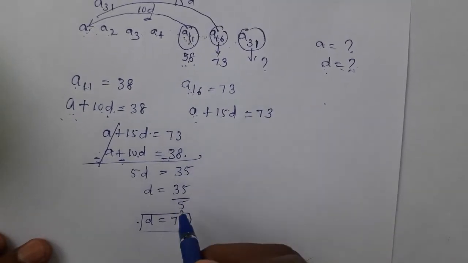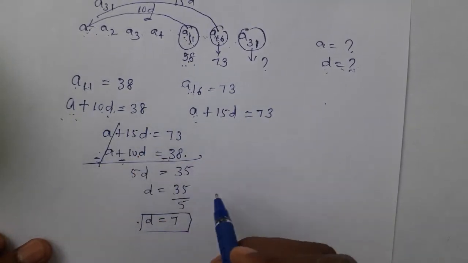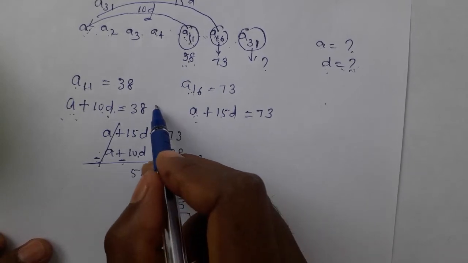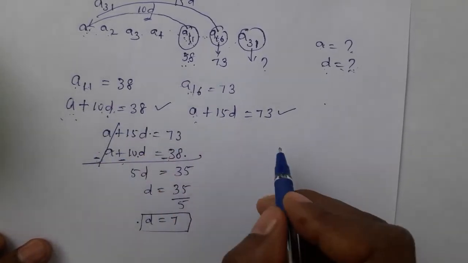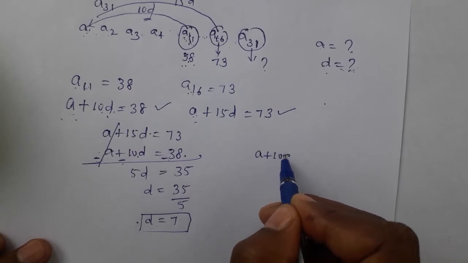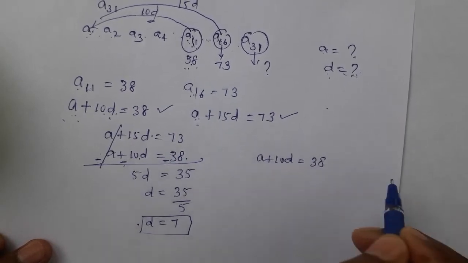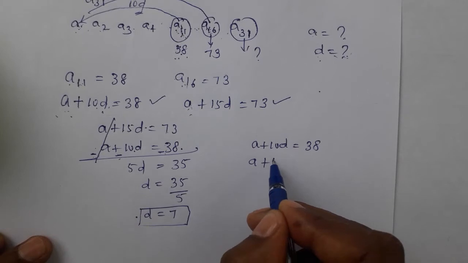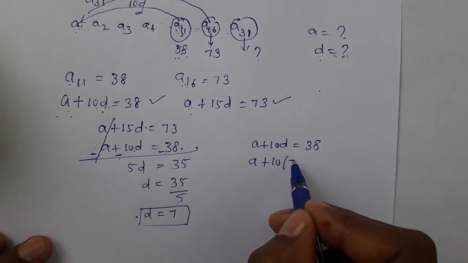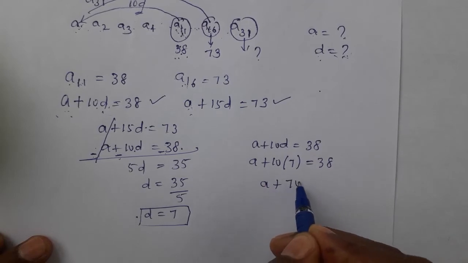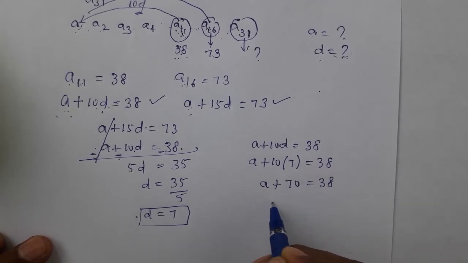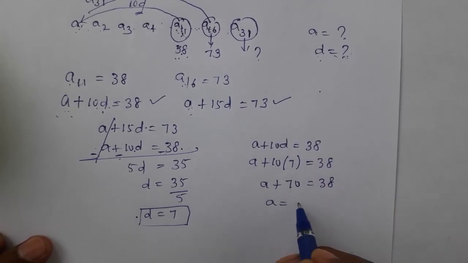So similarly here D we got. How to get A? To get A, in these two linear equations, select any one. Better you select the smaller one. See, I selected A plus 10D equal to 38. A value unknown. 10 into D value, we already know D is 7, equal to 38. A plus 70 equal to 38. A equal to 38 minus 70, shifted that side, we will get minus 32.